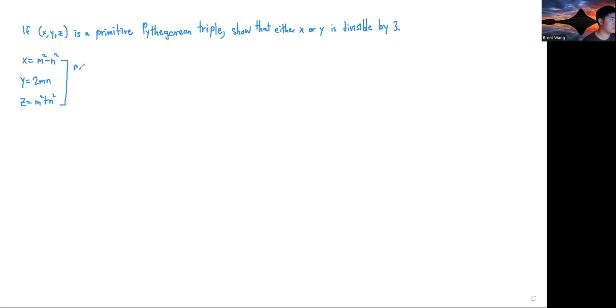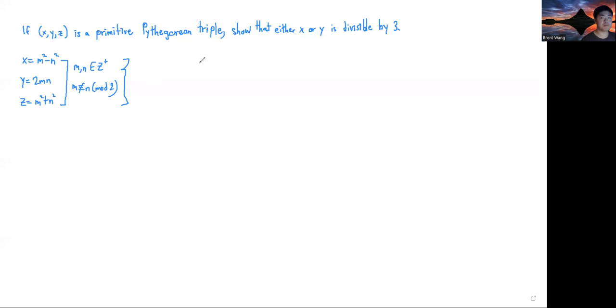First of all, m and n are positive integers, and m is not congruent to n mod 2, meaning that m and n don't have the same parity. So one of them is even and one of them is odd. They cannot be both odd or both even, or else it would contradict the fact that x, y, z is a primitive Pythagorean triple. I'm not going to go into the details of that. You can verify that yourself, and feel free to watch some internet links in the description on the proof of Pythagorean triples showing that x, y and z are in these forms.